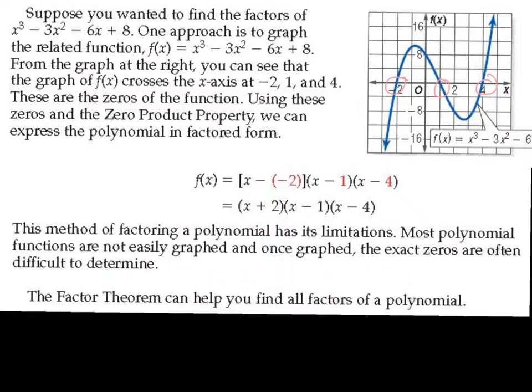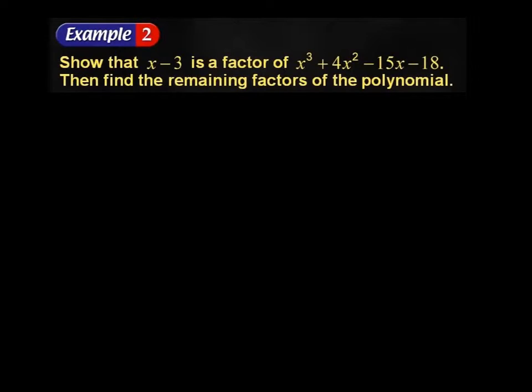This method of factoring a polynomial has its limitations. Most polynomial functions are not easily graphed, and once graphed, the exact zeros are often difficult to determine. The factor theorem can help you find all the factors of a polynomial. Show that x minus 3 is a factor of x cubed plus 4x squared minus 15x minus 18, then find the remaining factors of the polynomial.